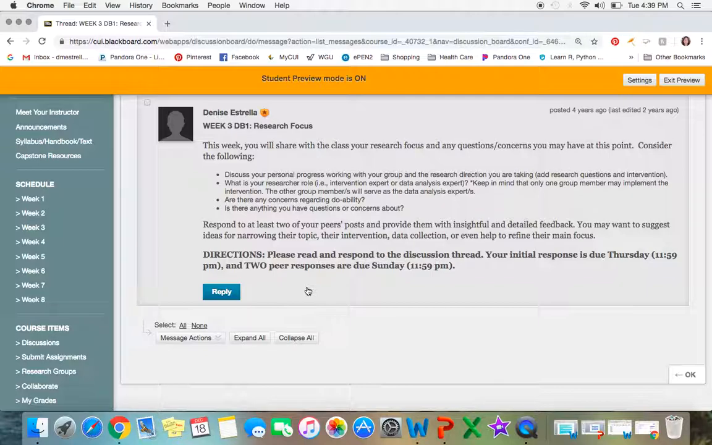You'll consider the following: your personal progress working with your group and the research direction you're taking, your role as a researcher, concerns regarding the doability of your topic, and anything you have questions or concerns about. Remember to post your initial response by Thursday and respond to 2 peers by Sunday.